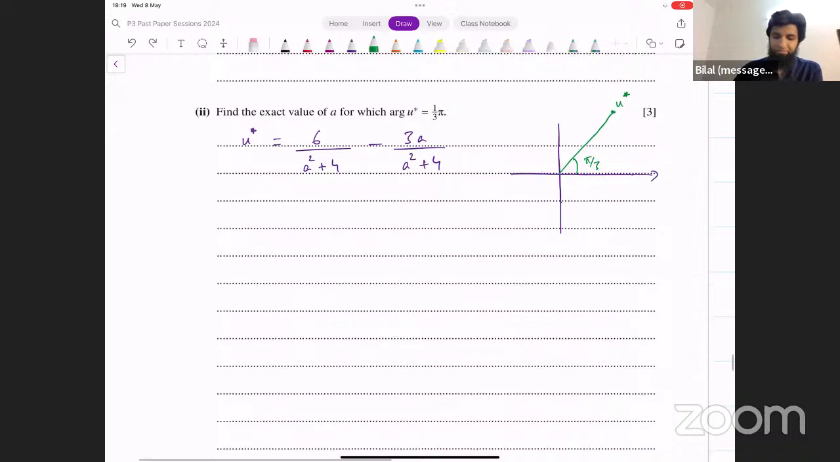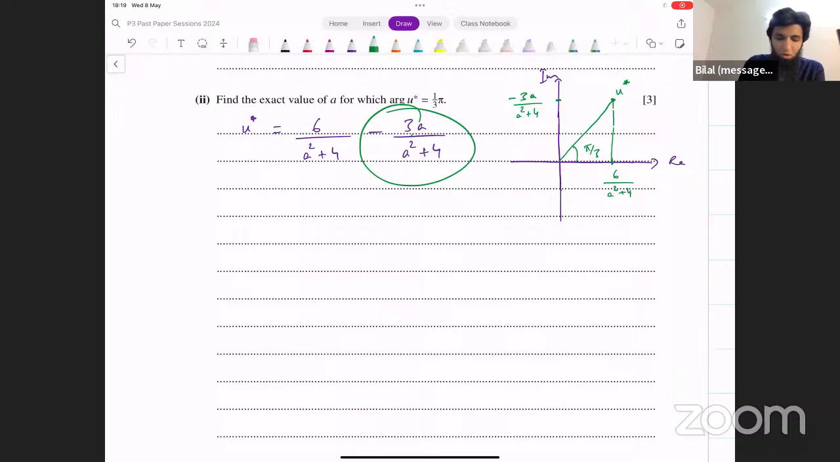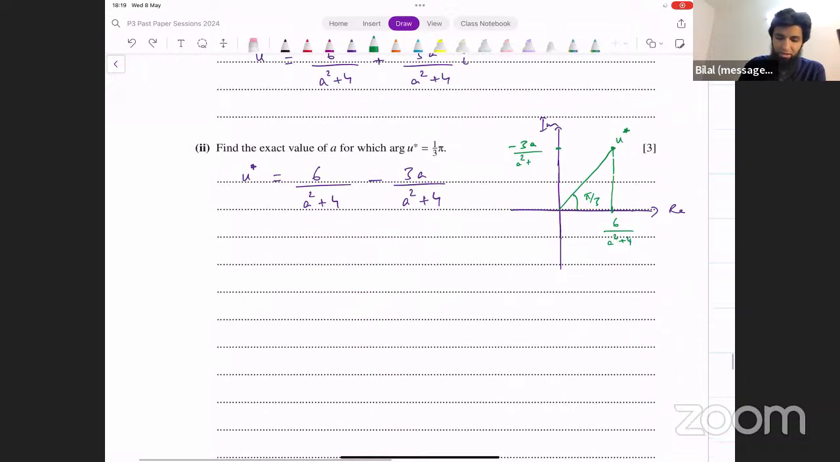What does that mean? That means the real part here, what's that? That is 6 over a squared plus 4. That's the real part. And this is the imaginary part. The imaginary part here is supposed to be minus 3a over a squared plus 4. Now you see this is minus 3a. This whole thing is the imaginary part. There was i there as well. This whole thing is the imaginary part.